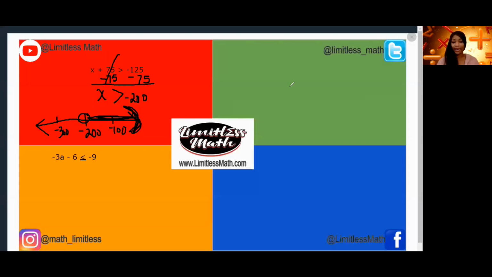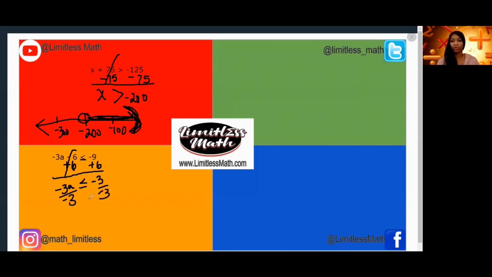Next, negative 3a minus 6 is less than or equal to negative 9. Still want to isolate that variable, going in the reverse order of operations. So we're going to start with our addition and subtraction. We have a negative 6. We will add 6 to both sides. That leaves us with negative 3a over here, less than or equal to negative 3. We do need to divide both sides by negative 3 to get that a alone.